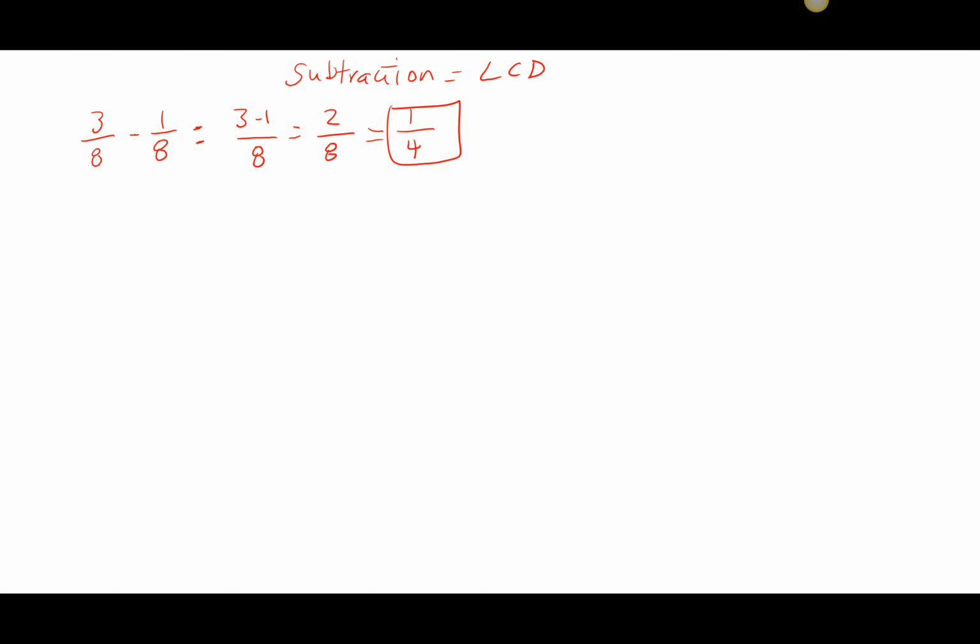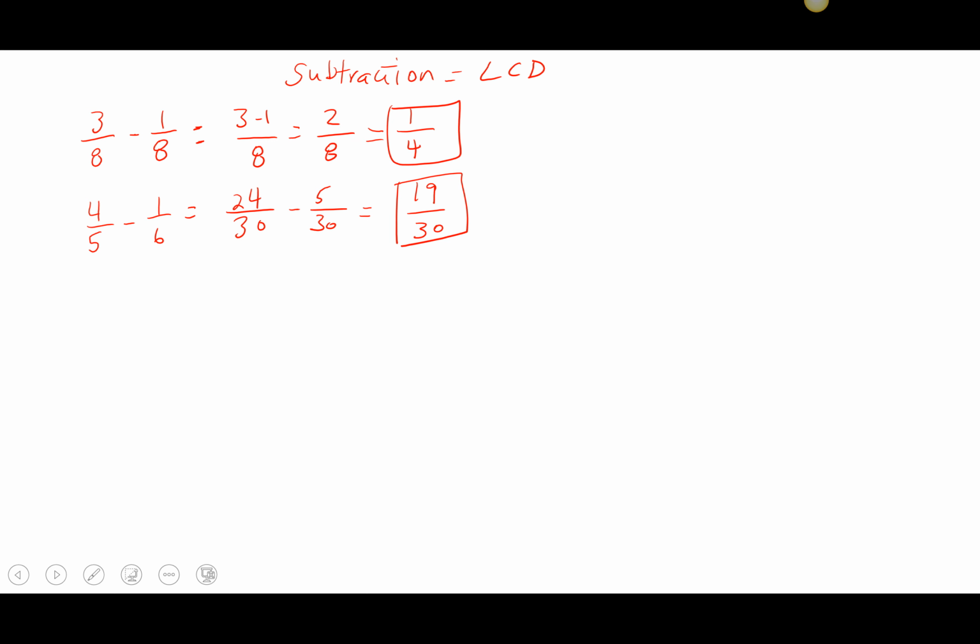Okay, but what if you had this? 4/5 minus 1/6. Okay, so what number will both 6 and 5 go into? 30. So 5 will go into 30 6 times, 6 times 4 is 24. 6 will go into 30 5 times. 5 times 1 is 5. So then it's going to be 24 minus 5, which is 19/30. And again, that can't reduce anymore, so we're good. Okay? That's how you do those.